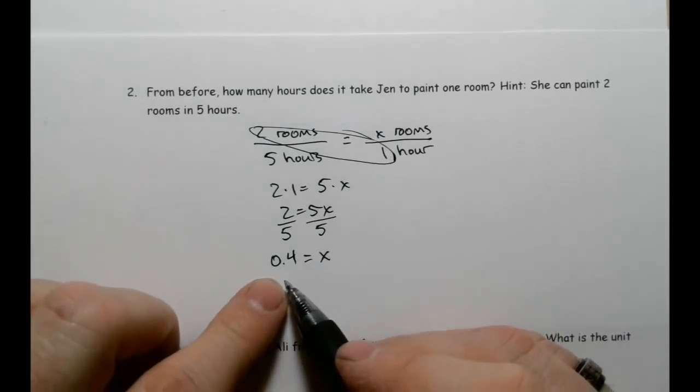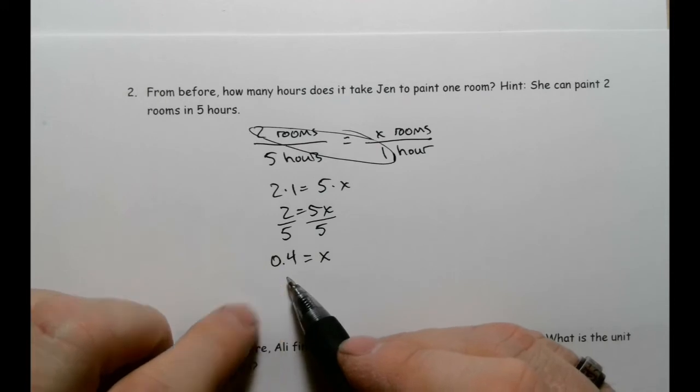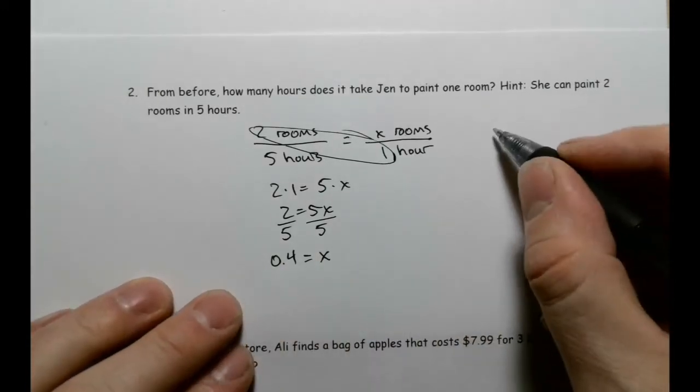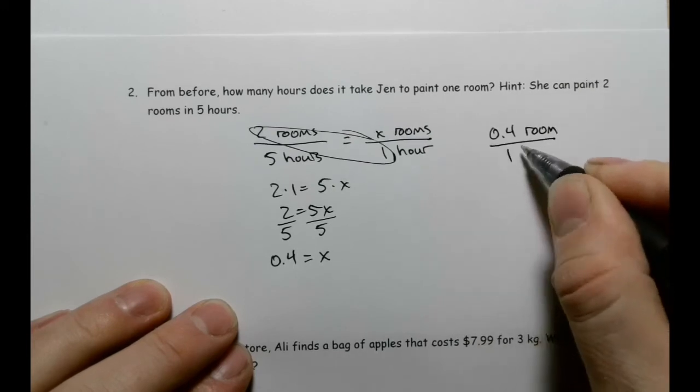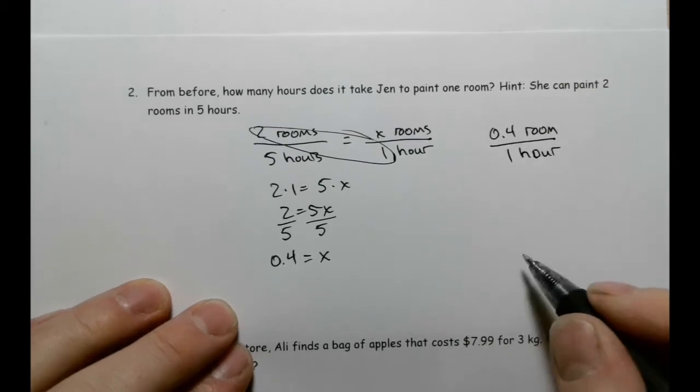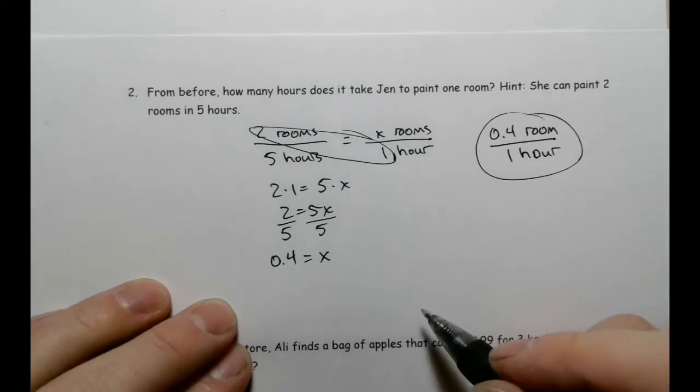So what that means is she can do 0.4 of a room per 1 hour. Basically, every hour she can do about 40% of a room.